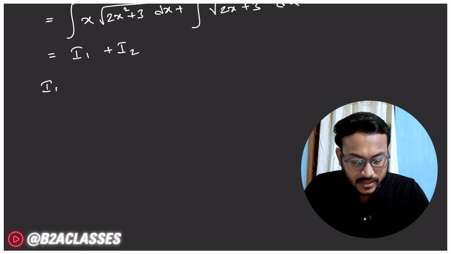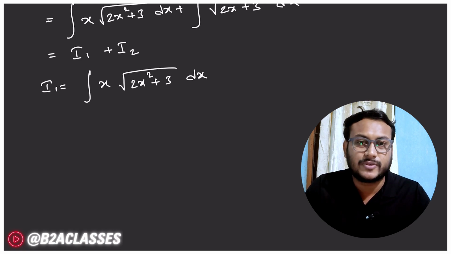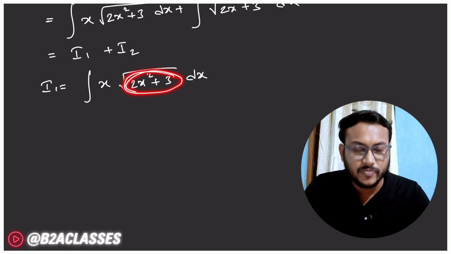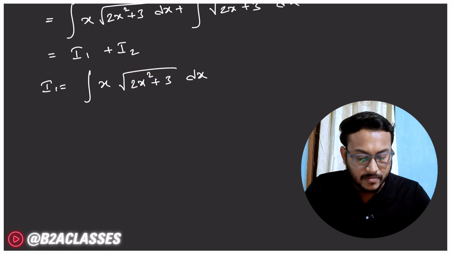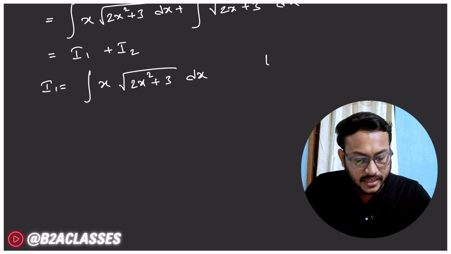So I1 is basically integration of x into root over 2x square plus 3. To solve this integration we will use the substitution method. Now to use the substitution method we will assume t equals 2x square plus 3, because x is already present in the function, so I will assume 2x square plus 3 as t. So let's say t equals 2x square plus 3.